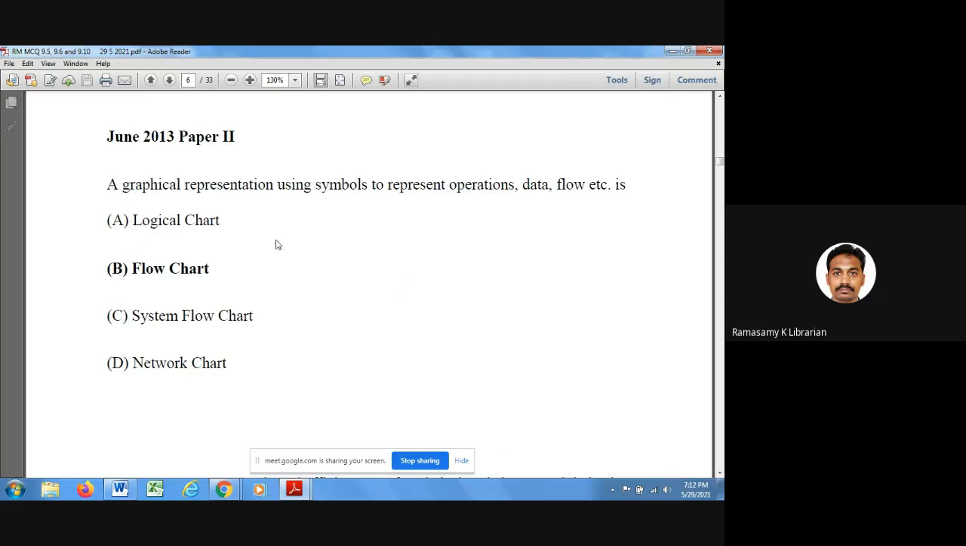June 2013, a graphical representation using symbols to represent operations, data, flow, etc. is what kind of chart? It is called a flow chart. You might have studied in computer science, where we prepare a flow chart to decide upon the steps to be involved in solving a particular problem. We use all kinds of symbols, rectangles, arrows and so on, to tell us how the data is flowing from one place to another. If the data is blocked, how it is moving to another place. So that kind of chart is called a flow chart. You know that very well.